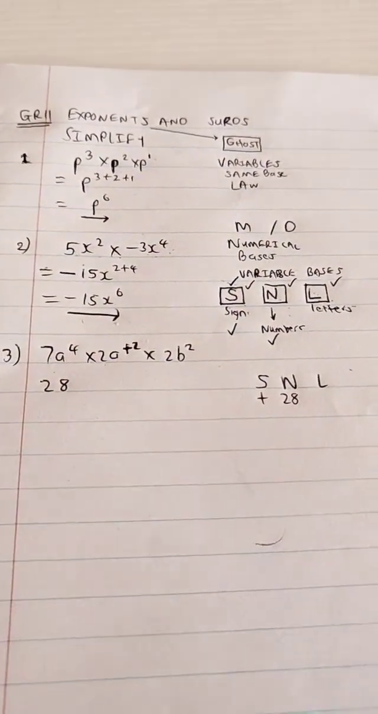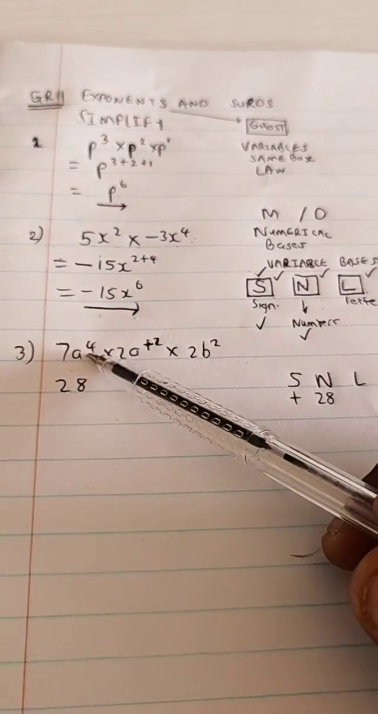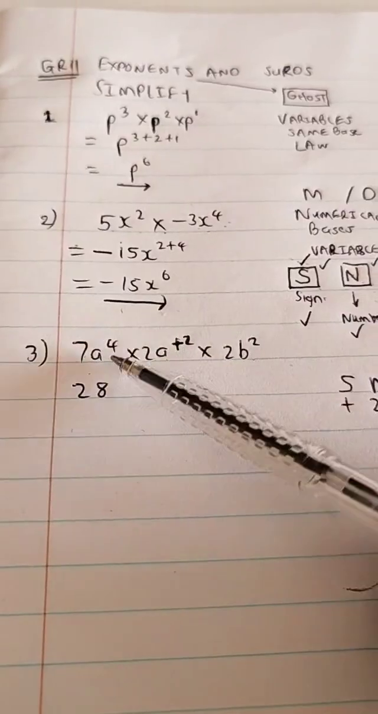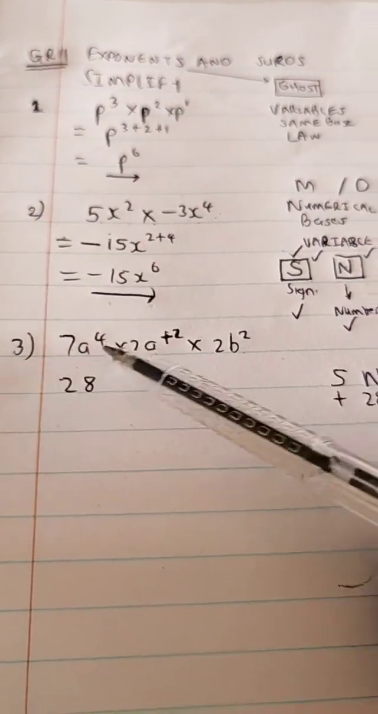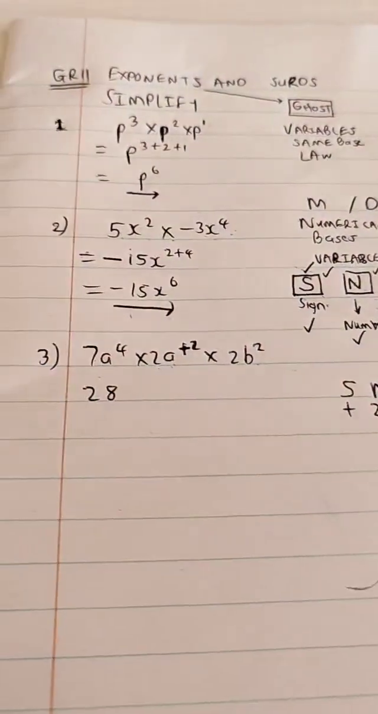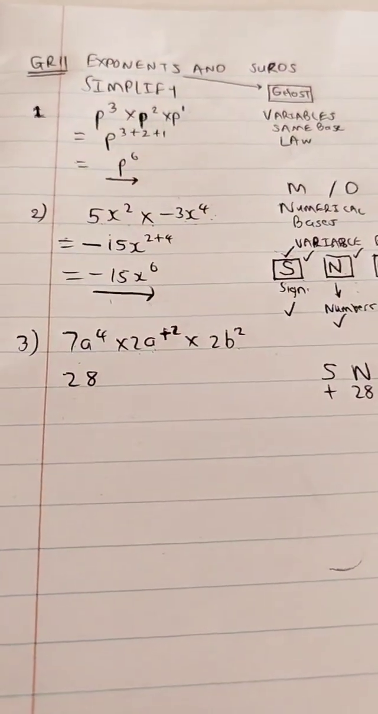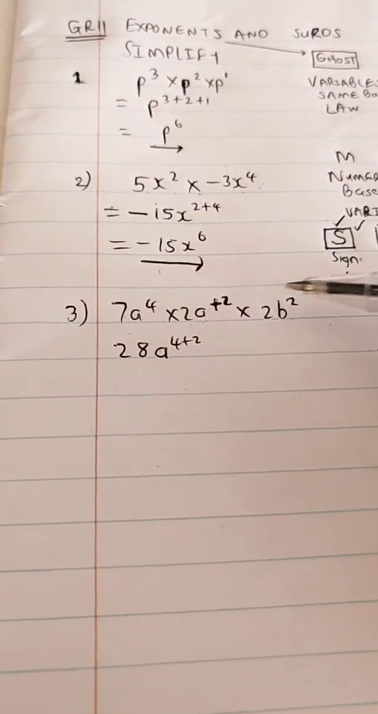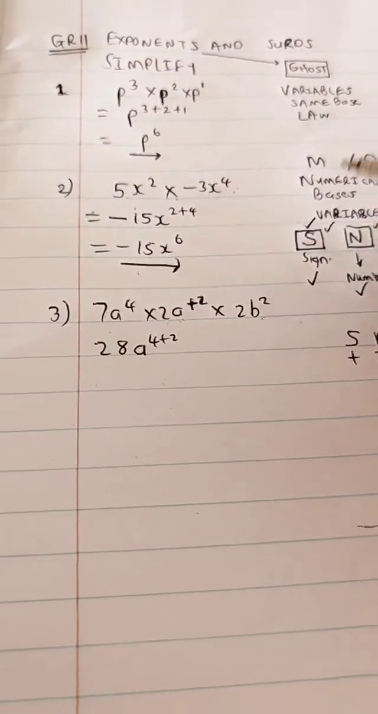The only thing that's left now is to multiply the what? Our letters. a to the power 4 times a to the power 2 times b squared. So a to the power 4 and a to the power 2 have the same base. So the law of exponents says what with the same bases? Whenever we're multiplying same bases, what do we do? We keep the base, we add the exponents. So 4 plus 2. b squared, on the other hand, is a different base.